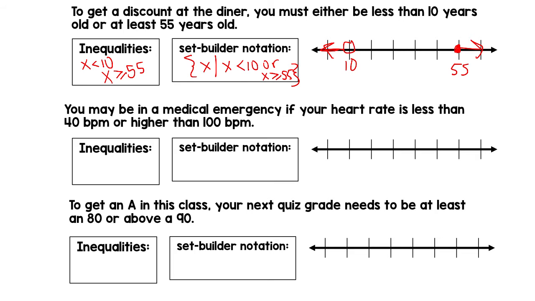Let's try another one. You may be in a medical emergency if your heart rate is less than 40 beats per minute or higher than 100 beats per minute. So we'll do less than 40, more than 100, because those don't overlap anywhere. We include those both in our set builder notation. X is less than 40 or x is greater than 100.